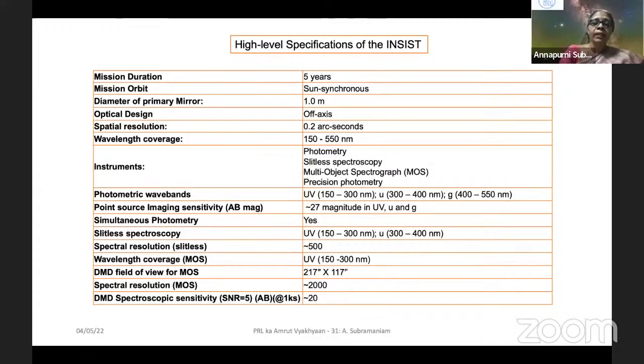So the high-level science cases are a mission duration of 5 years, sun synchronous orbit with a primary mirror of 1 meter, off axis. I will cover this. The spatial resolution we expect is about 0.2 arcsecond, which is pretty good, and wavelength coverage from 150 to 550 nanometers. This is divided into 3 bands: UV, U, and G.